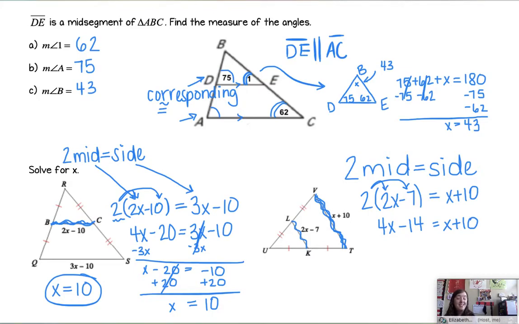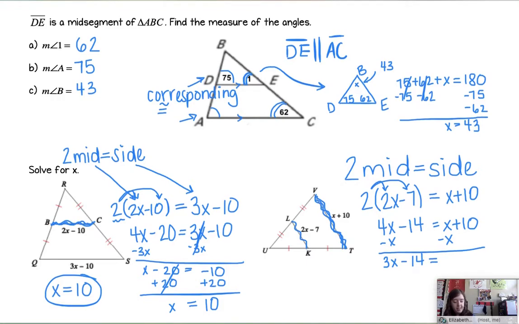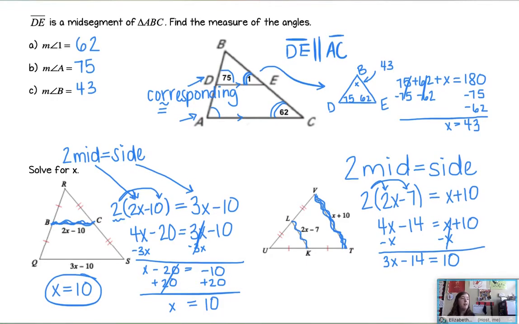Okay, what do you want to do next to solve? I'm on board with that. Awesome. So what I'm hearing from most of you is that you would subtract x on both sides first. Perfect. So 4x minus 1x is 3x. We still have that minus 14 equals. x minus x is 0, so we're just left with 10 over on my right side.